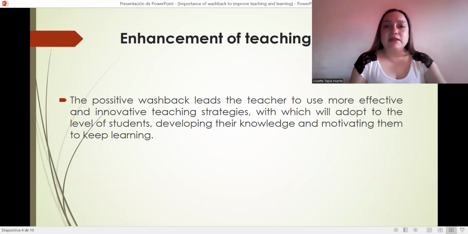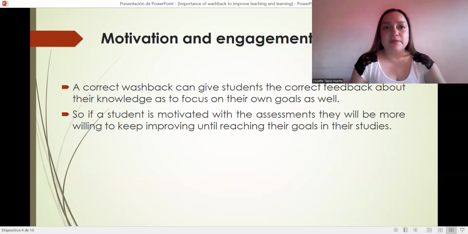Also, the enhancement of teaching practice. The positive washback leads a teacher to use more effective and innovative strategies. This is to improve our students' learning and to keep motivating them to develop their knowledge.